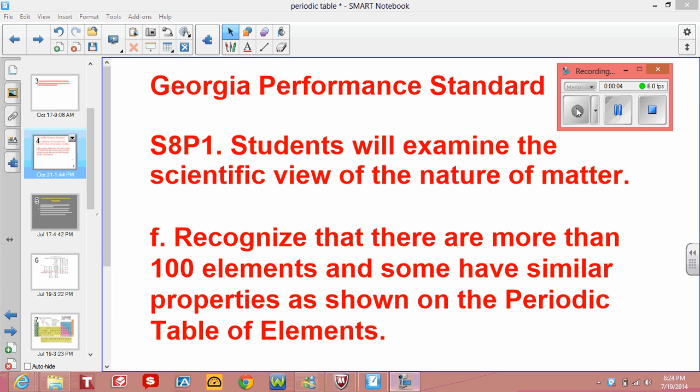Okay, class, welcome to our next video lesson. We are still examining the scientific view of the nature of matter. That is our main standard that we've been studying. In this particular lesson, we're going to be looking at the periodic table of elements.